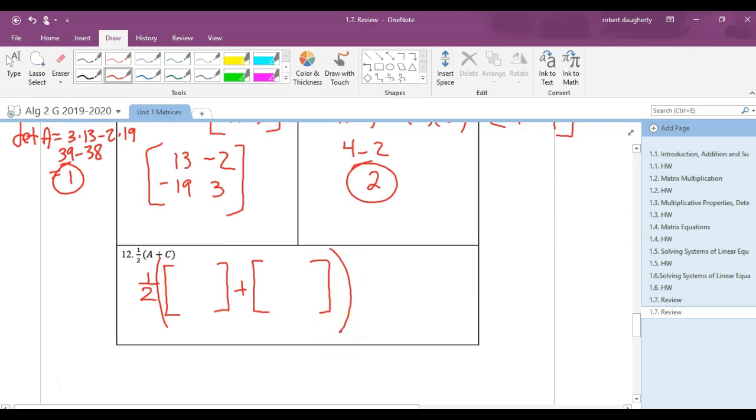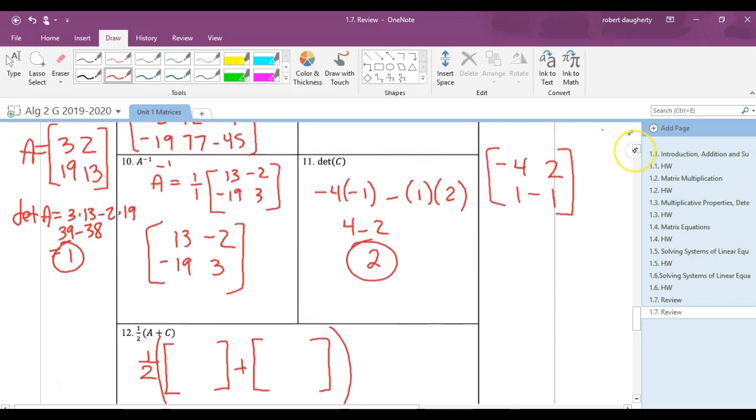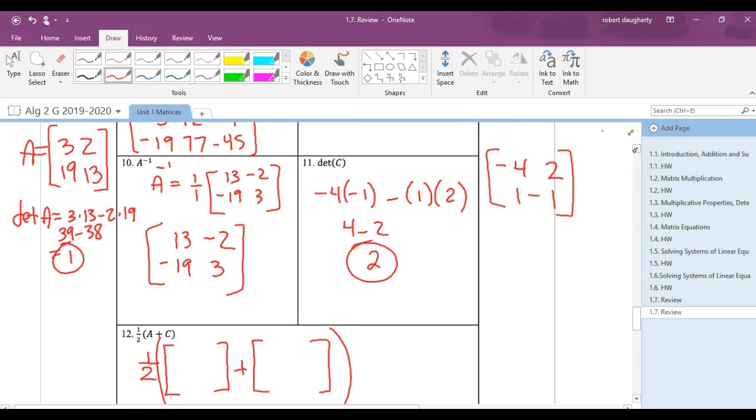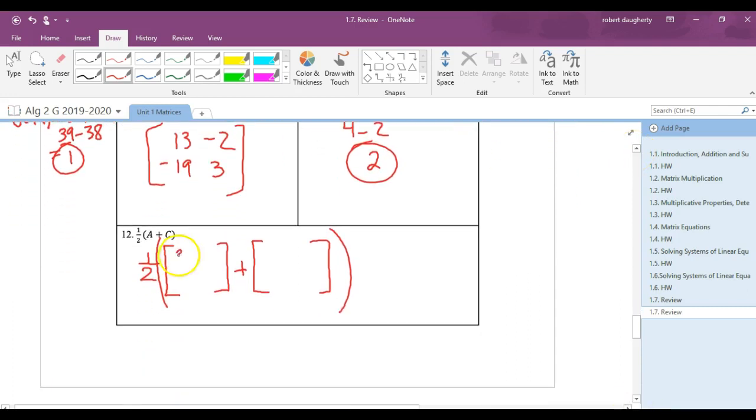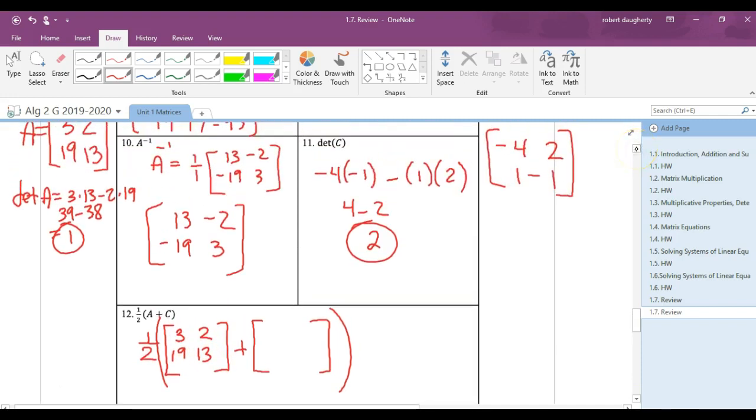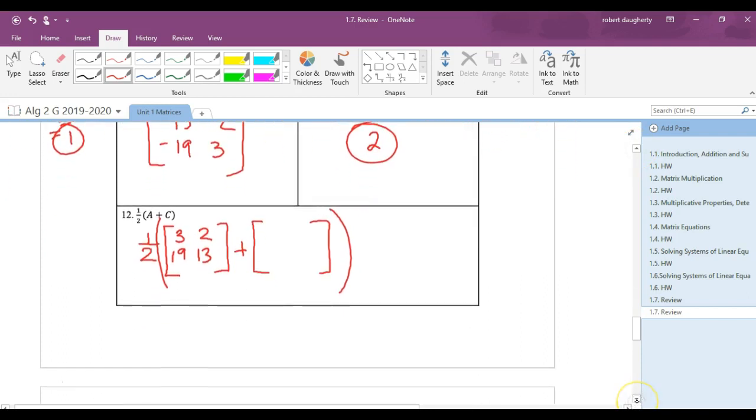So what was matrix A? 3, 2, 19, 13. And matrix C was negative 4, 2, 1, negative 1. Let's double check that. Negative 4, 2, 1, negative 1. 3, 2, 19, 13. Yeah.